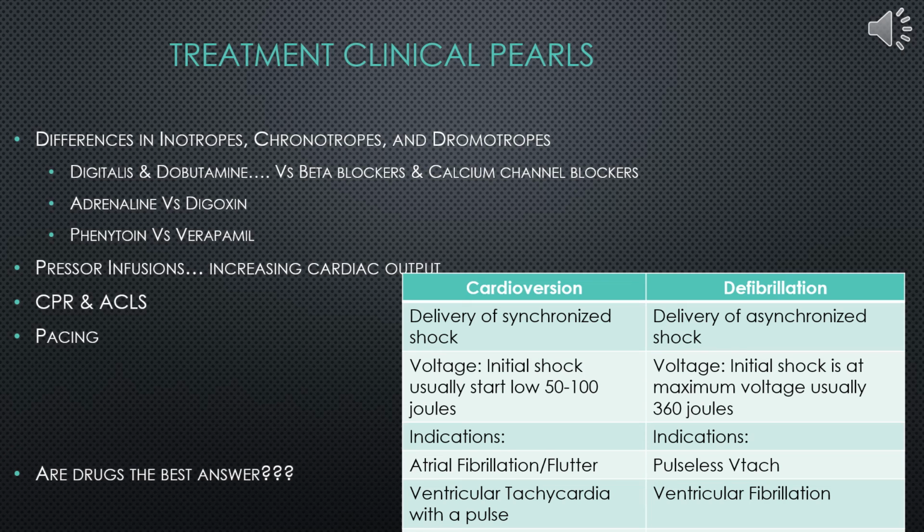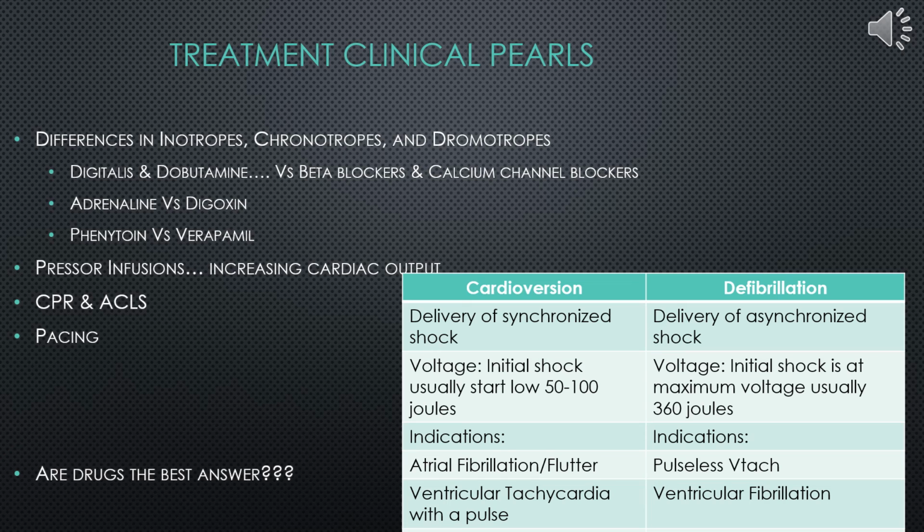Dromotropes, this is AV conduction speed. You have some that are positive dromotropes like phenytoin, which will increase that heart conduction AV speed, and verapamil will slow it down.